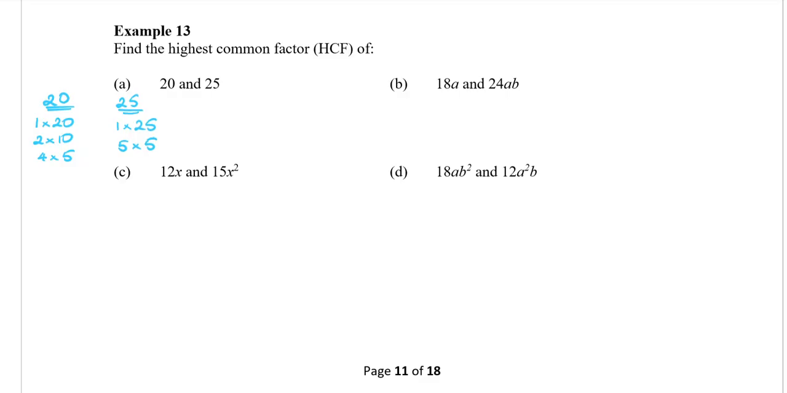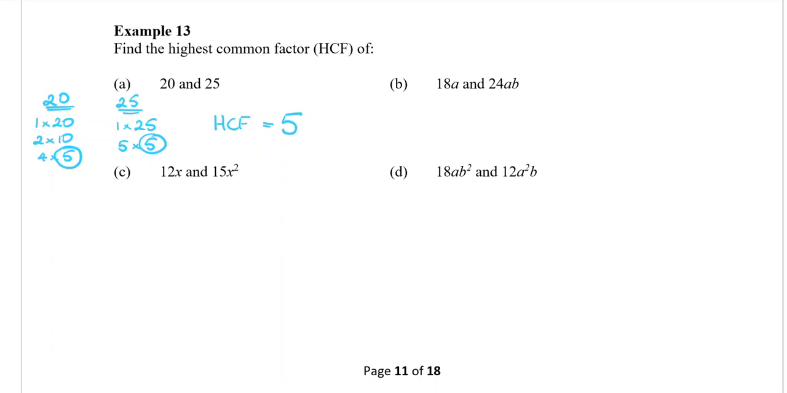So that's all the factors of 20 and 25, and I want the highest common factor of both. And the highest number that's in both of them is the 5. So HCF stands for highest common factor, and the highest common factor is 5. Let's try that again for part B.